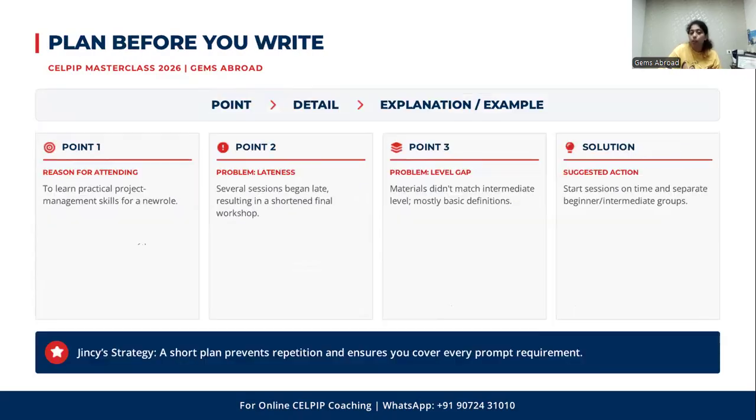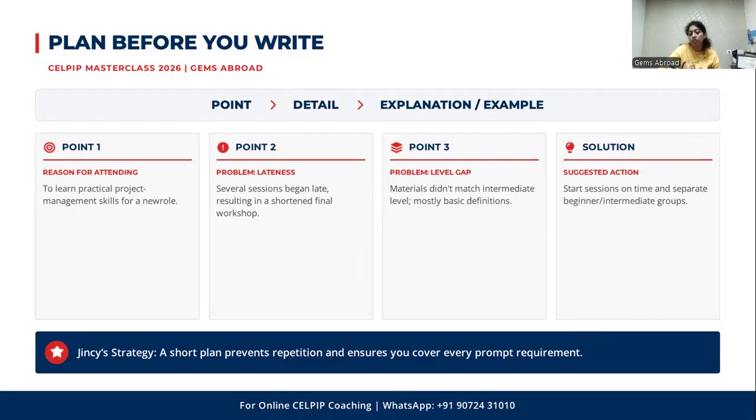For this, I want you to plan before you write. Point one is reason for attending. For example, the candidate intended to learn practical project management skills for a new role. Point two is problem, lateness. Several sessions began late, which shortened the final workshop. And the problem is level gap. The materials were too basic for an intermediate level participant.